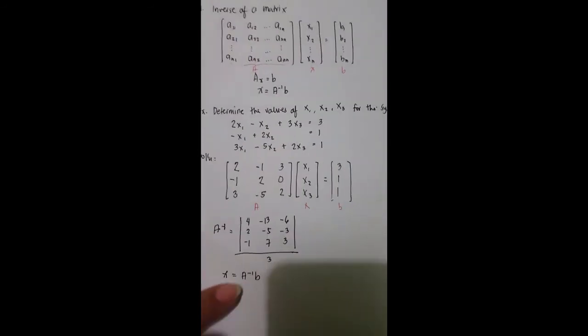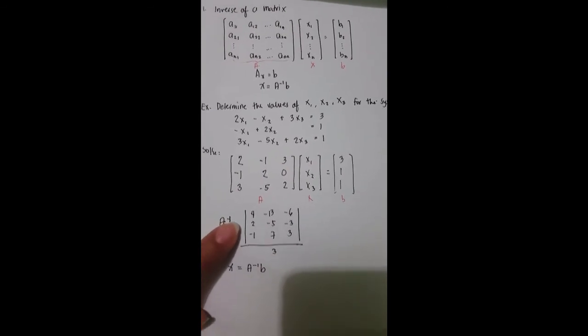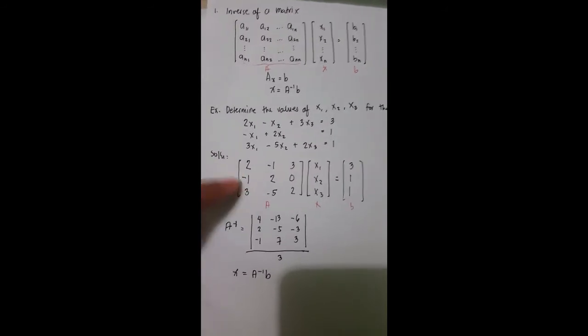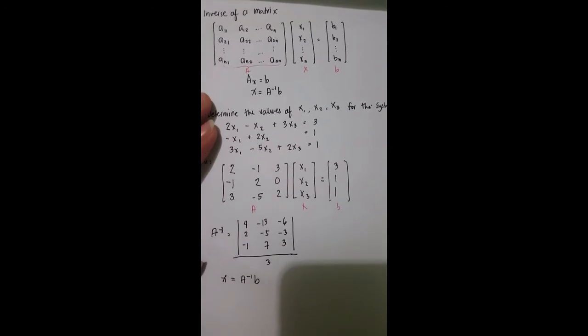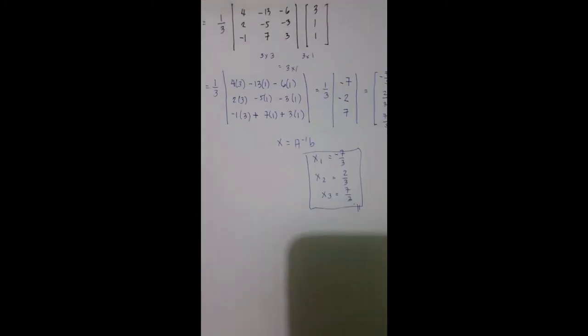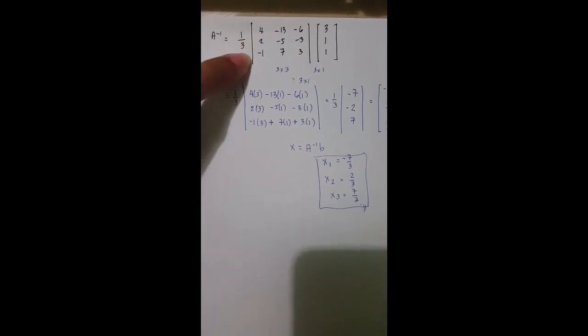So, recall. In solving this, we put it in a matrix form with A, X, and B. Supposing we have already solved the inverse, but you already know how to solve the inverse using the AI method or the adjoint method. So, supposing we already got the inverse of our matrix, now we have to follow this formula. X is equal to the inverse times B.